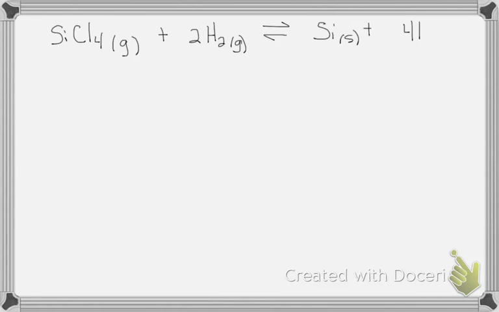Page 638 has some practice problems there. The first practice problem says that SiCl4 gas plus 2 hydrogen gas is in equilibrium to make Si solid and 4 moles of HCl gas. What would the equilibrium constant expression for that equation look like? What do you do with the solid? You just don't include it. You just leave it out.